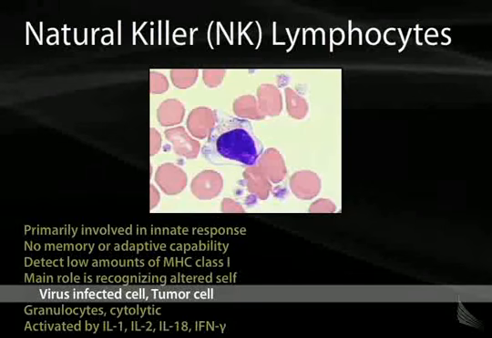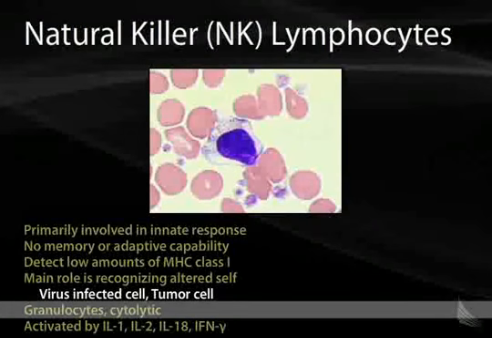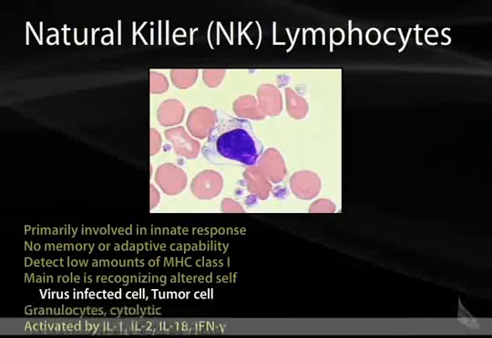Most likely because it's been altered, either because it's been infected or because it's been altered by some type of tumor protein. So the main function of NK cells is in recognizing this altered self cell and then being able to kill it. These cells are both granulocytic and cytolytic, so they have the ability to kill these altered self cells. They're activated by several different cytokines, general inflammatory mediators such as IL-1, more specific lymphocyte activators such as IL-2 and interferon gamma, and very specific to the natural killer lymphocyte is IL-18. So remember that one specifically for natural killer cells, IL-18.